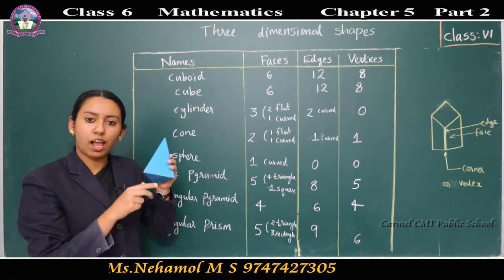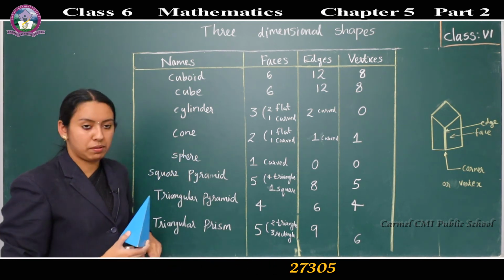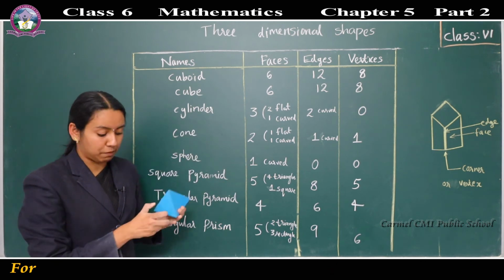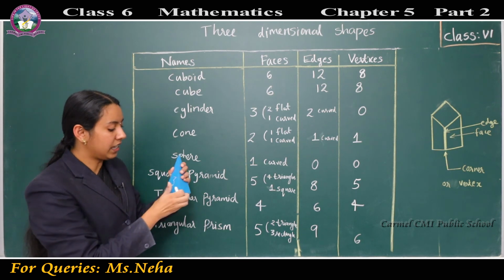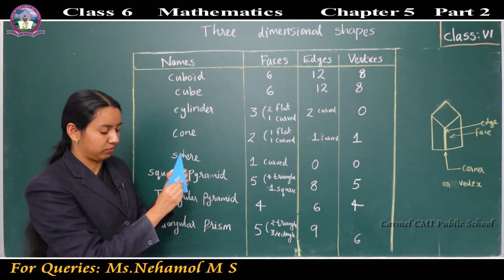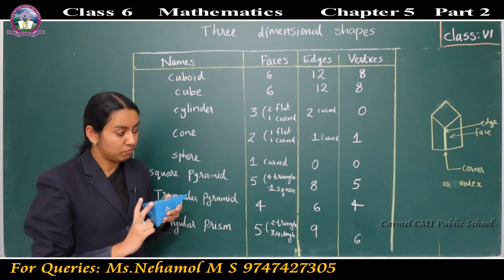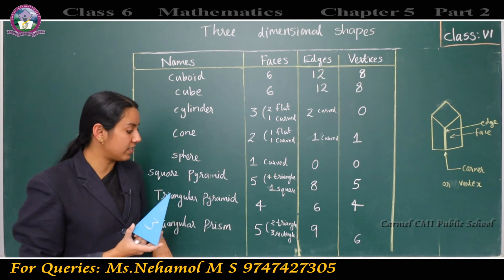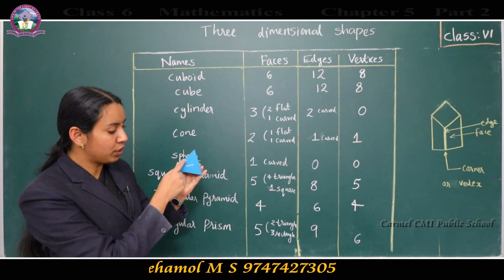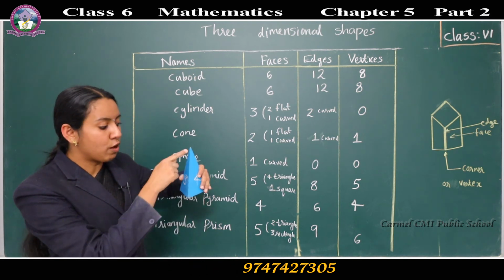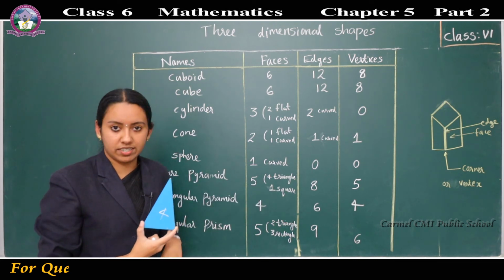Then next one is a triangular pyramid. This is a triangular pyramid. The base is also a triangle. How many faces are there? 1, 2, 3, 4. For a triangular pyramid, 4 faces are there. Then how many edges are there? 1, 2, 3, 4, 5, 6. So, 6 edges are there.